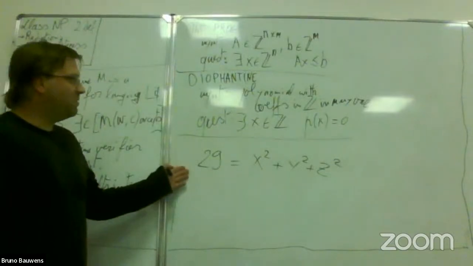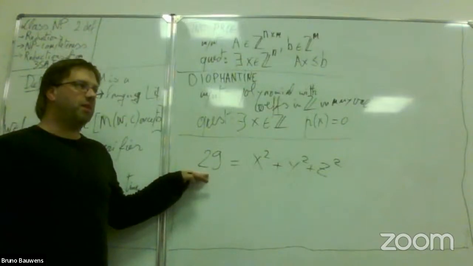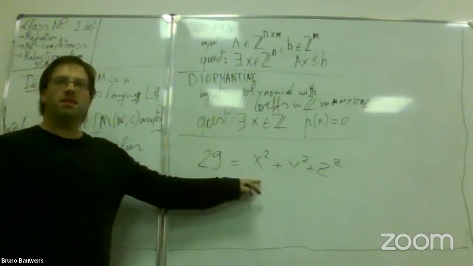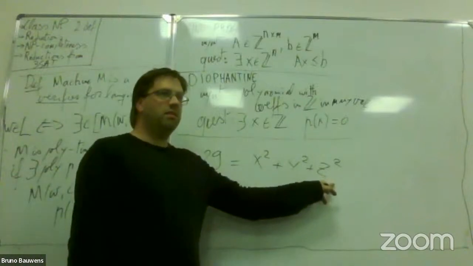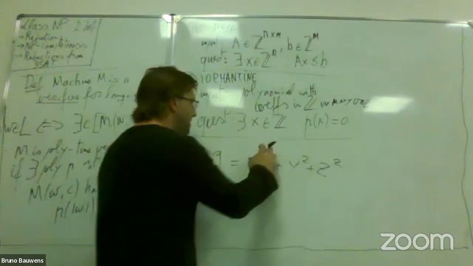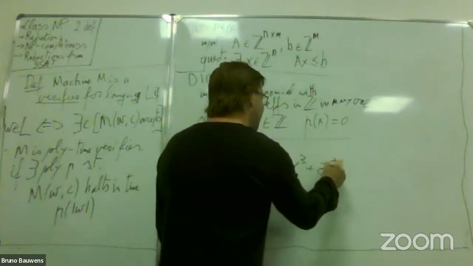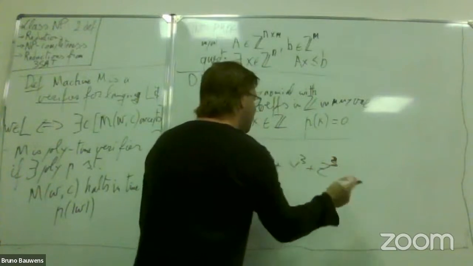So here we have many variables, and this equation has an integer solution, right? You can see it: 3, 1, 1. I meant cubes.